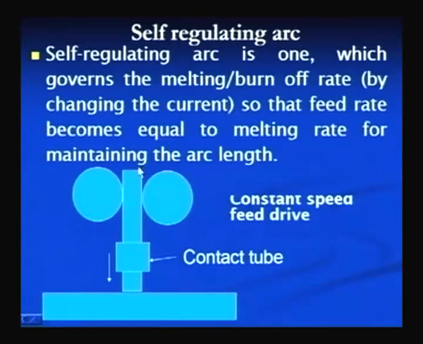Here we can see the constant speed feed system used to feed the electrode, and it passes through the contact tube, and these are the rollers which are used to move the electrode forward. If there is any fluctuation in the gap between the workpiece and the electrode, that is the arc gap, then the current is adjusted automatically in the case of constant voltage power sources to change the melting rate, so as to maintain the arc gap or arc length.